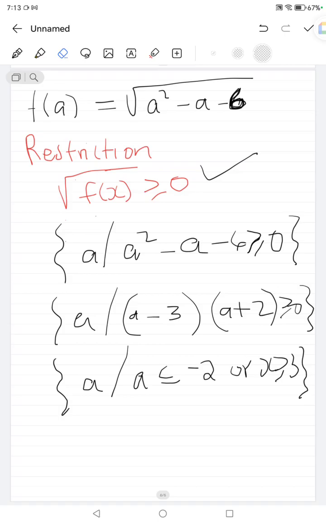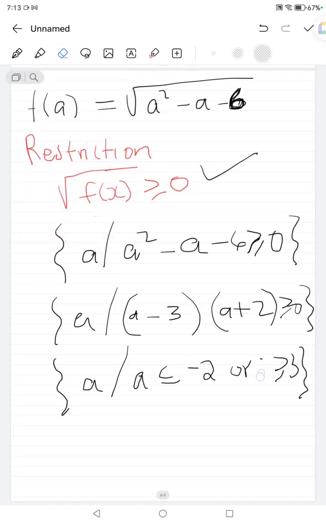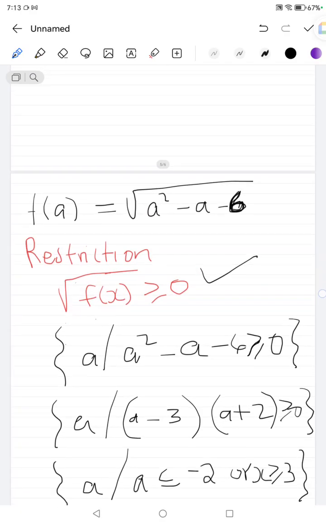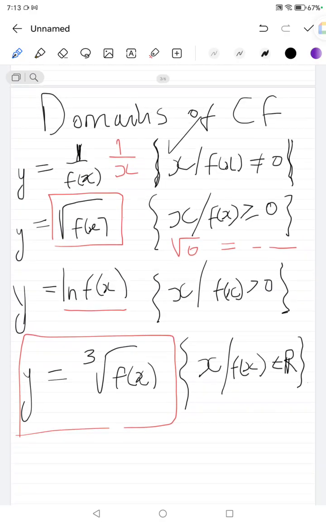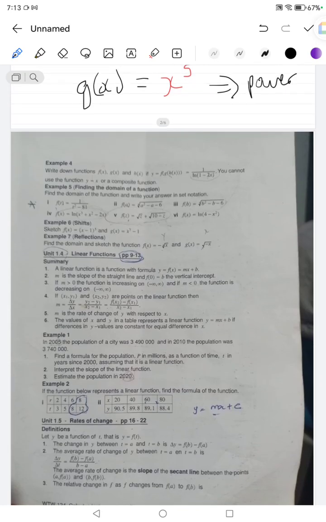I just hope this one shows. As I said, we have your x is greater than or equals to 3. Then that would be the set notation for that one. Okay, we've done 2. Then the third one, what do we have?